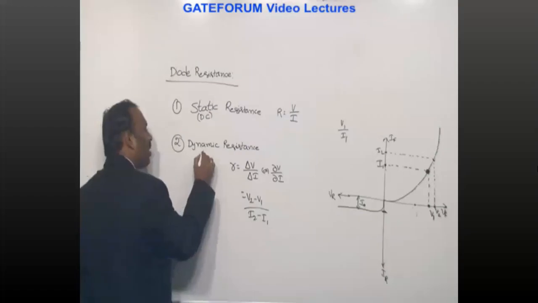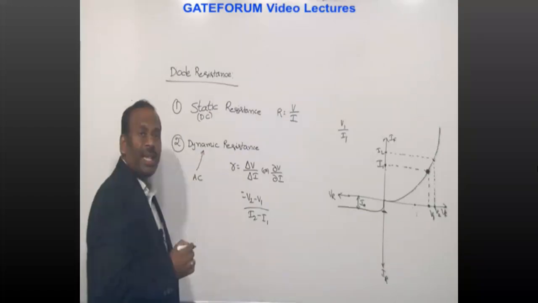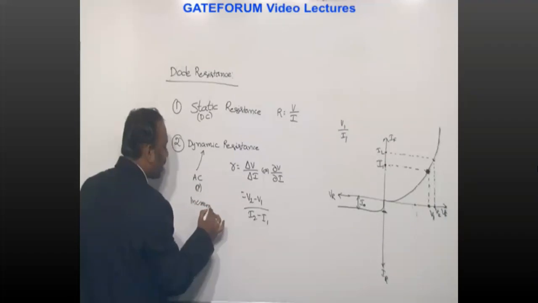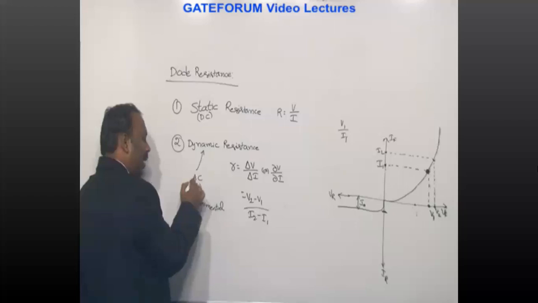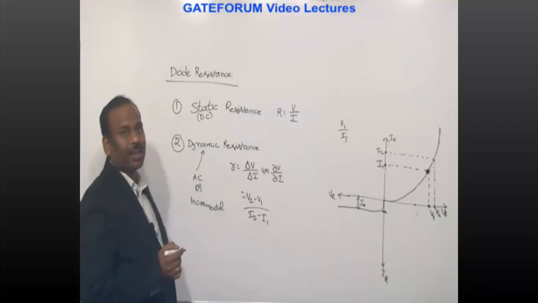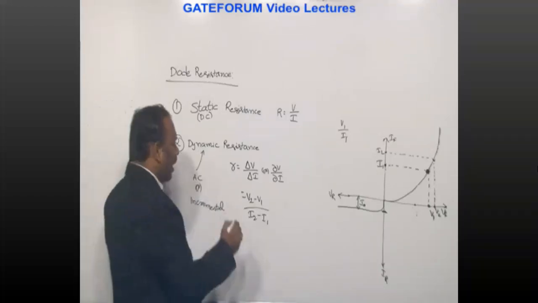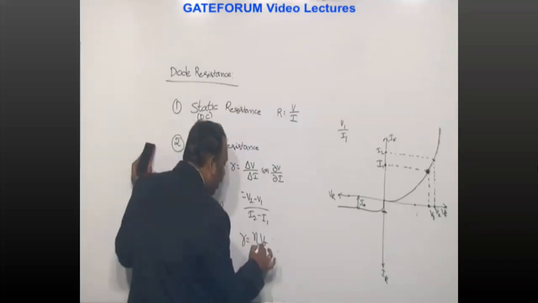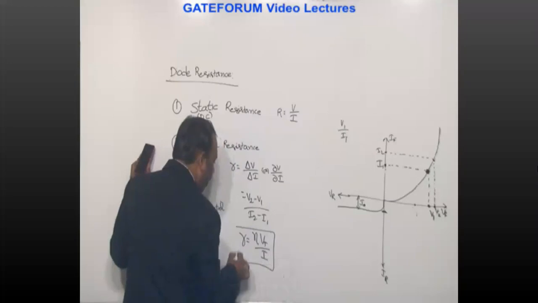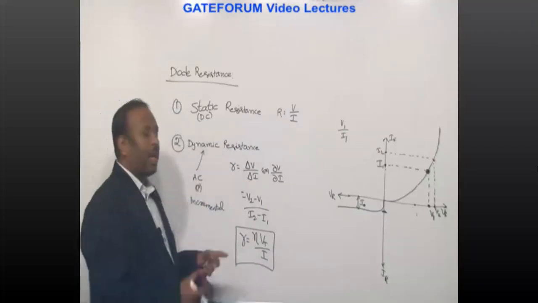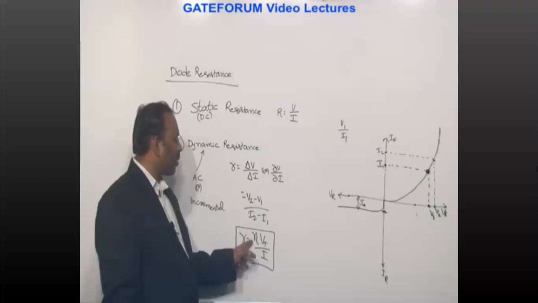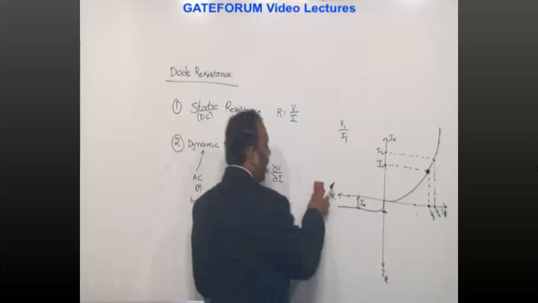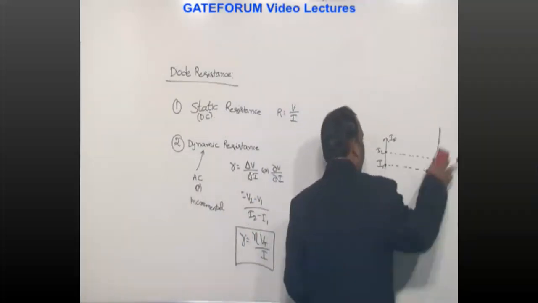Dynamic resistance is also called AC resistance or incremental resistance. And we have a derivation for r. You will get it as eta Vt by I. This is one of the formulas which is required for problems. Dynamic resistance value, you will get as r equals eta Vt by I. How you got this, it's a small derivation, that's why we will try to do it.